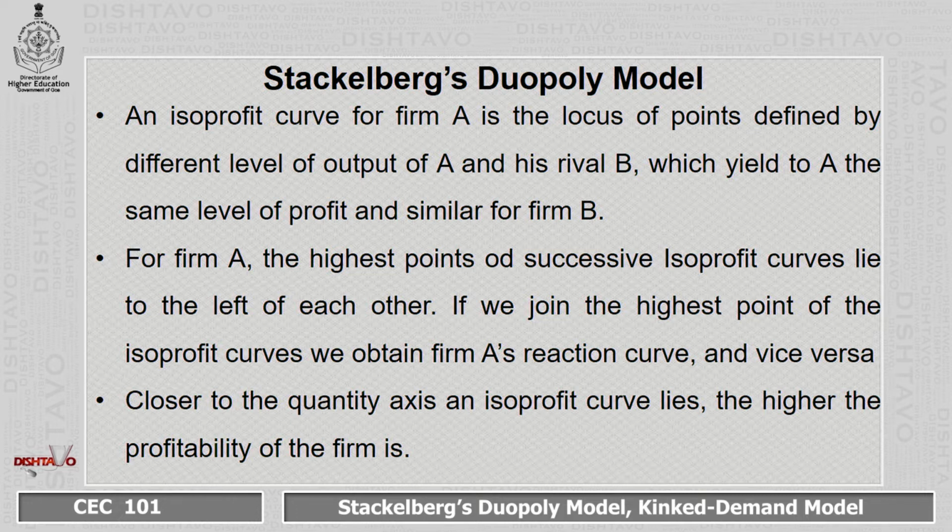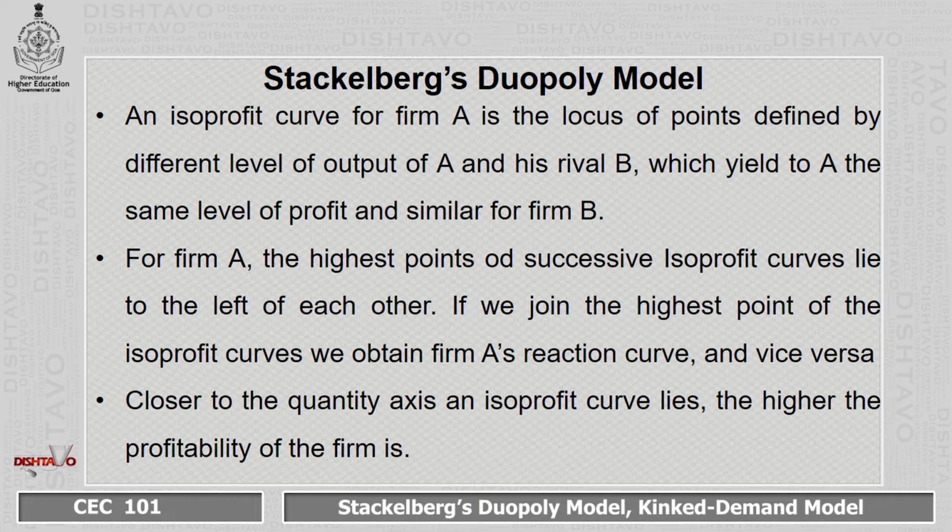Before we understand the Stackelberg duopoly model, one has to understand the basic concept of the isoprofit curve and the reaction curve. Let us understand the isoprofit curve for a firm A. An isoprofit curve for firm A is the locus of points defined by the different levels of output of firm A and his rival B, which yield to A the same level of profit, whereas the isoprofit curve for firm B is the locus of points defined by the different levels of output of B and his rival A, which yield to B the same level of profit.